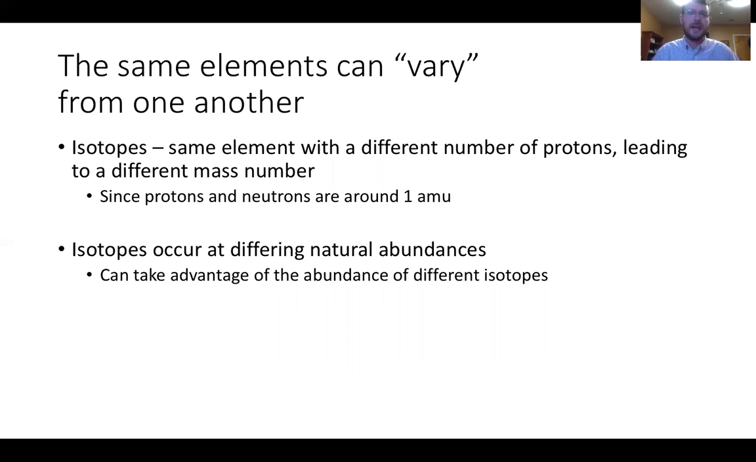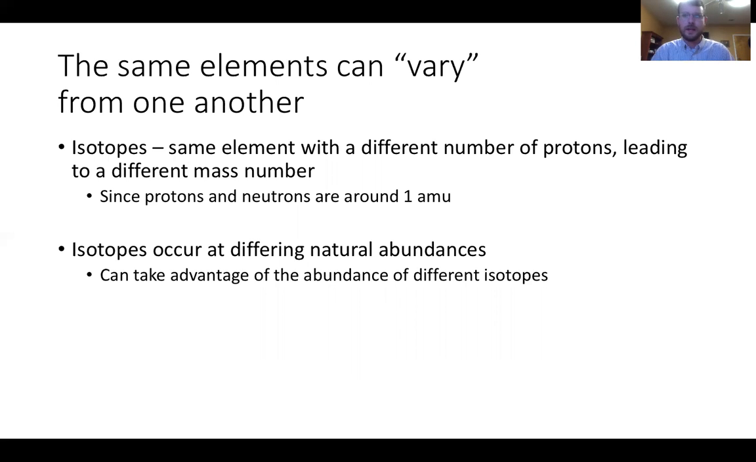I'll show you guys how to calculate isotopes and how we can use a special way to write them to tell us how many neutrons there are. Isotopes occur at differing natural abundances. Some are more abundant than others. We'll talk about these a little bit when we talk about atomic mass, the atomic mass of these elements, and why they're not exactly round whole numbers.